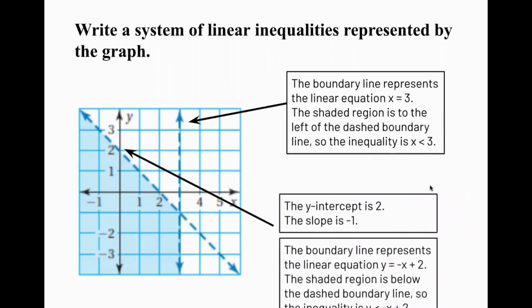So the boundary line represents the linear equation y equals negative x plus 2. The shaded region is below the dashed boundary line, so our final inequality is y is less than negative x plus 2. And these are the two inequalities that make up our system.